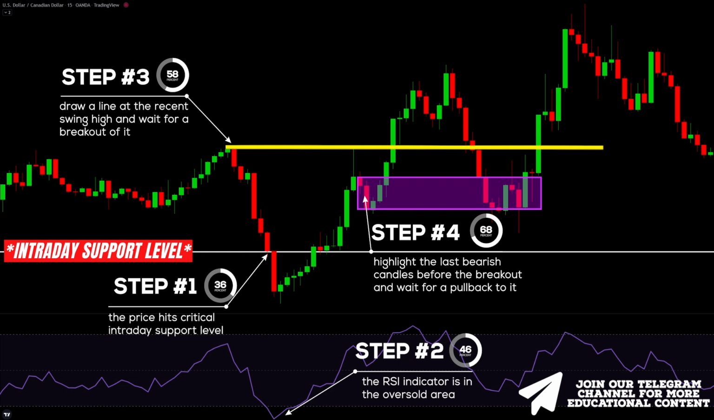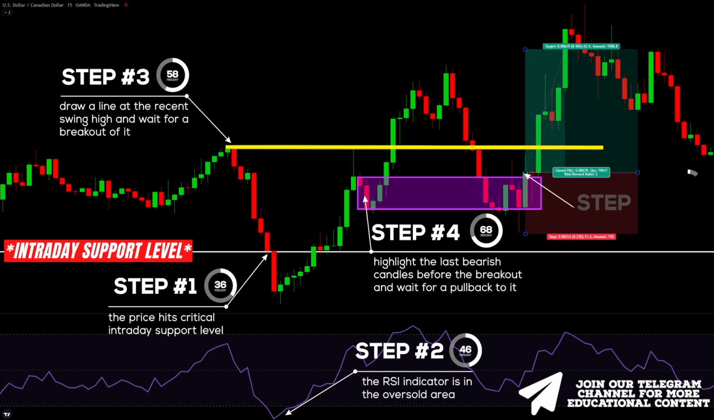Now, we just wait for the price to fill in this area, and enter the trade once it breaks above the upper bound of the highlighted area. So, we enter the trade here, with a stop loss below the recent swing low, and 2-for-1 risk to reward target. Once again, the price easily hit our target.